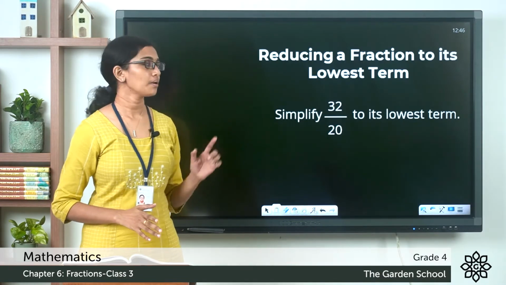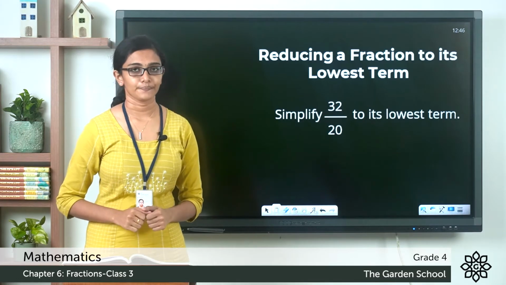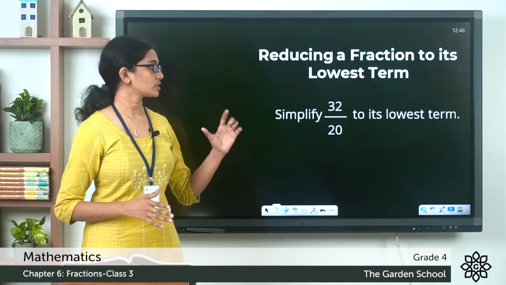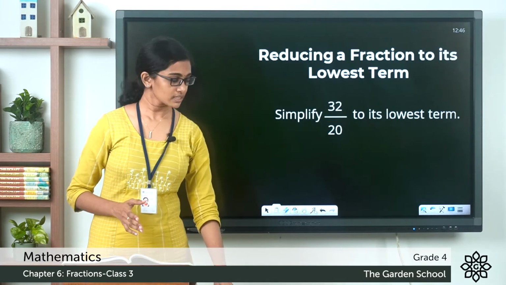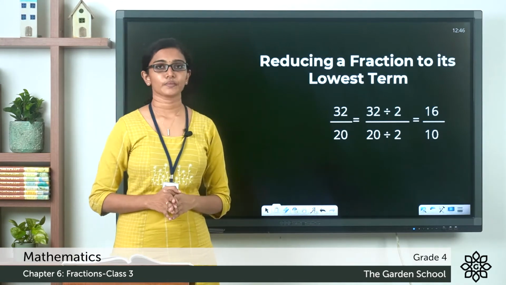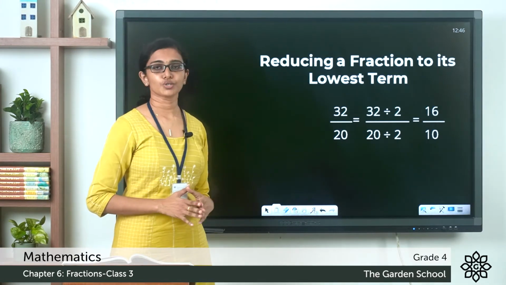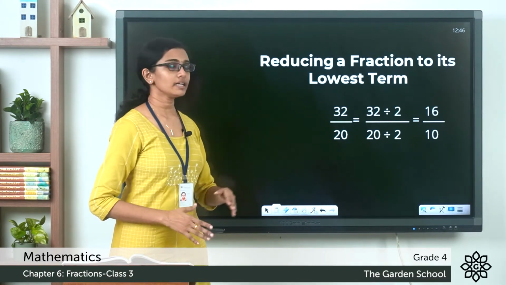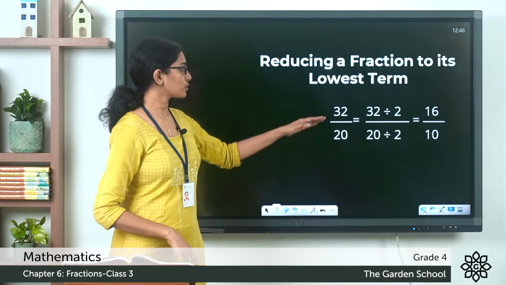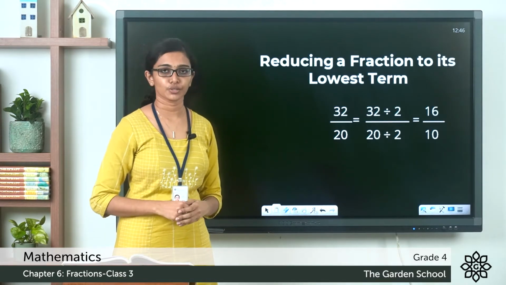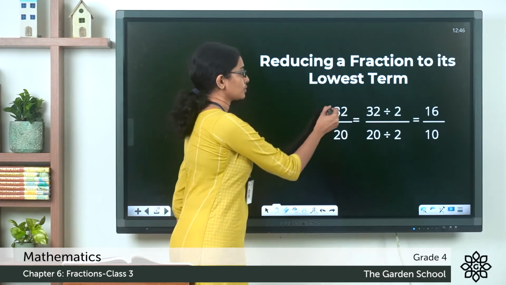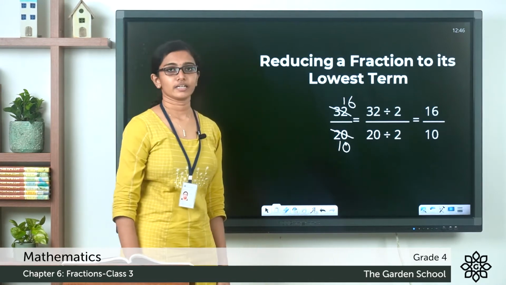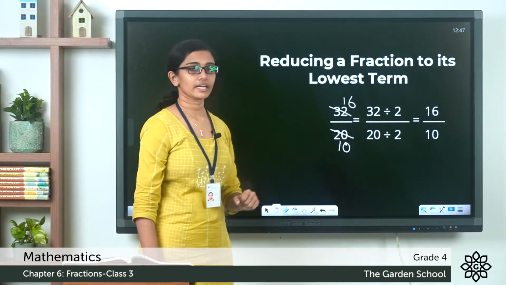Simplify 32 by 20 to its lowest term. So what was the first step? We have to check which is the common factor for the numerator and the denominator. You see this number 32 and 20. Both these are multiples of 2. So that 2 is a common factor for this 32 and 20. So let's divide both the numerator and the denominator by this 2. So 32 divided by 2 is equal to 16 and 20 divided by 2 is equal to 10. Now we got the fraction 16 by 10.